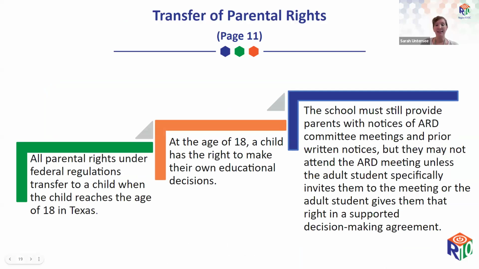Transfer of parental rights, and this is on page 11. All parental rights under federal regulations transfer to a child when the child reaches the age of 18 in Texas. At the age of 18, a child has the right to make all of their own educational decisions. The school must still provide parents with that notice of ARD meeting, and also the prior written notices, but parents may not attend the ARD meeting unless the adult student specifically invites them to the meeting or the adult student gives them that right in a supported decision-making agreement.